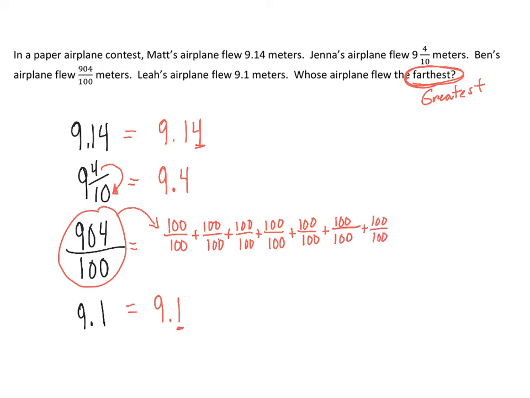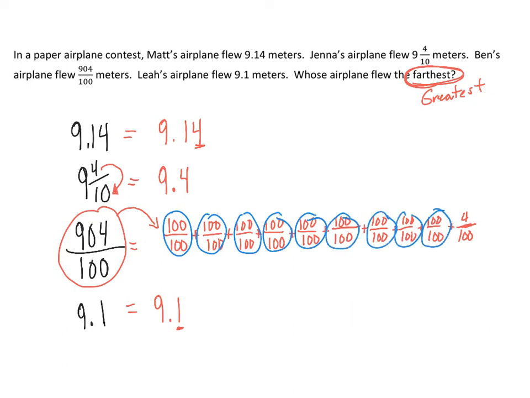Okay. Got 2 more. There's my 800 and my 900. And we're left with, we can't make another one, so we're left with 400. So how many wholes do we have? Well, we've got 1, 2, 3, 4, 5, 6, 7, 8, 9 wholes. So this all equals 9 and 4 hundredths, because the 4 is in the hundredths place.